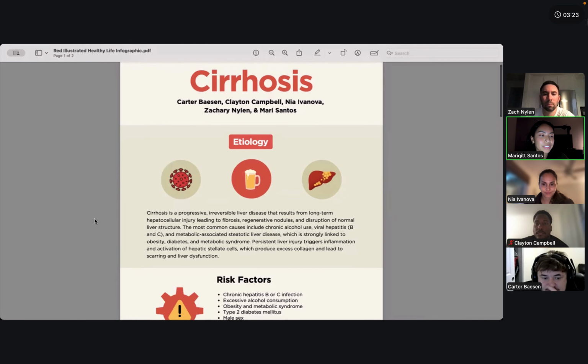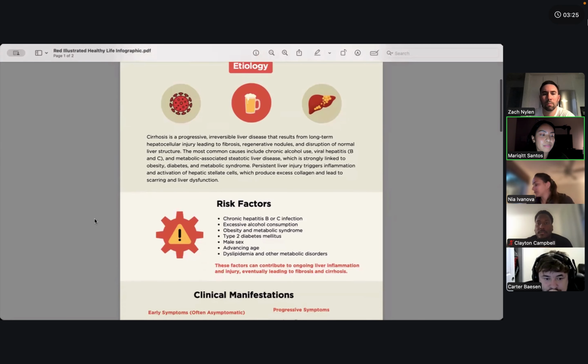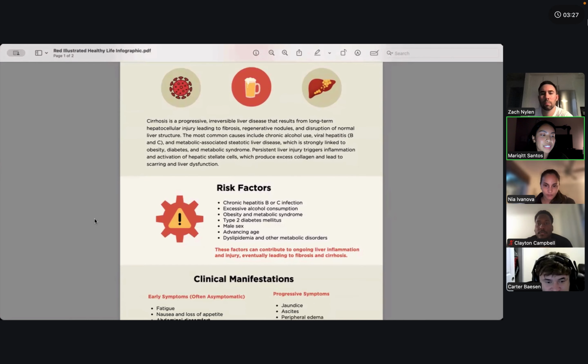So for risk factors, I kind of touched on most of them, but again, chronic hepatitis B or C, excessive alcohol consumption, obesity and metabolic syndromes, type 2 diabetes, being of male sex, advancing age, dyslipidemia, and other metabolic disorders. Again, this is a progressive disease, so it happens over time, and these factors can contribute to ongoing liver inflammation and injury, which can eventually lead to fibrosis and cirrhosis.